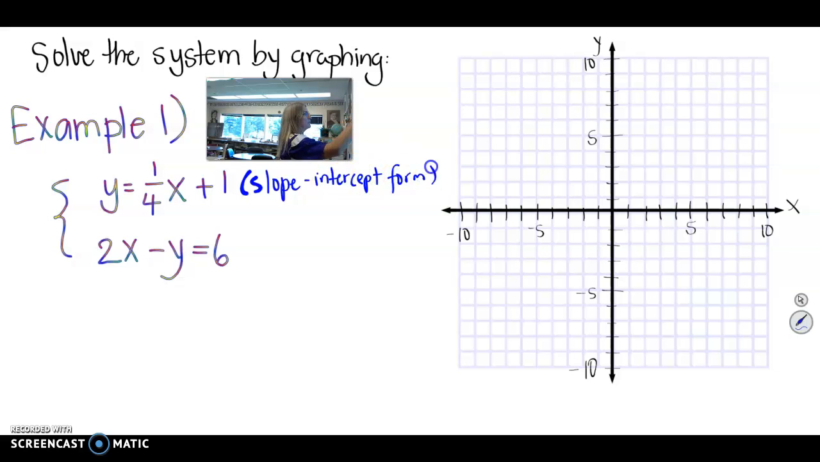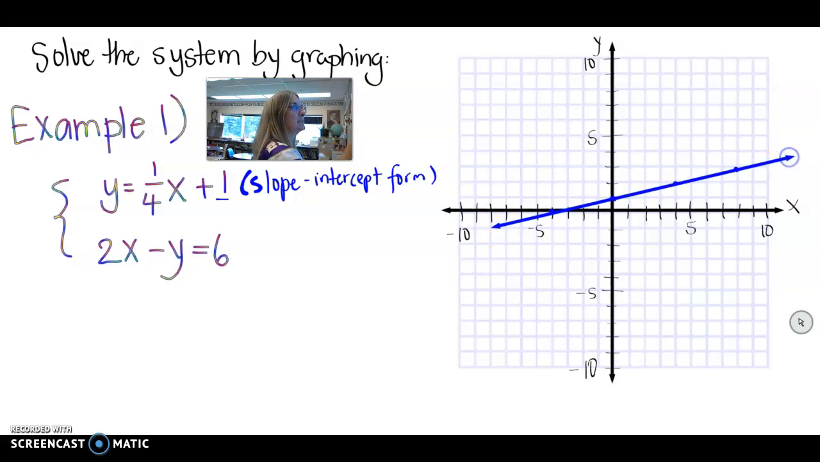And so my y-intercept is 1, so I'm going to put that point on my graph. And my slope is 1/4, so when I go up 1, I'm going to go over 4. And I can keep doing that. And I can go back this way, down 1, and to the left is negative over negative, which makes it positive. So I'm going to throw that line in there.